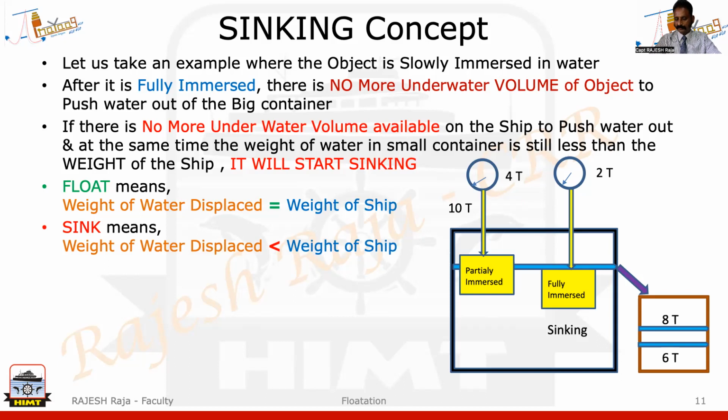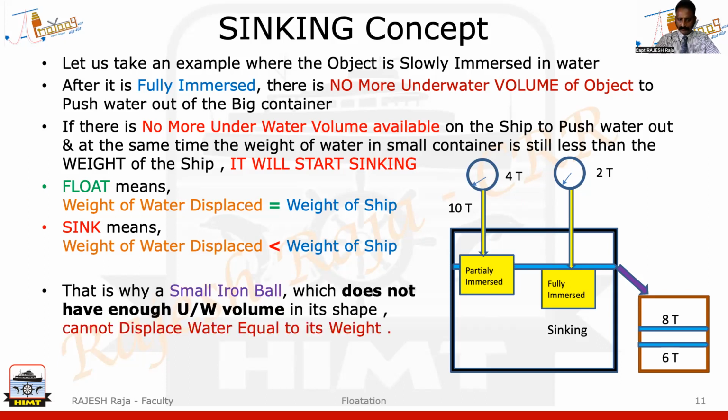Size and shape, whatever you want to call it, this can happen. So a simple example is a small iron ball. Let us say it's a small ball bearing. And all of you have done this experiment, or a stone. If you throw it, it is directly going to sink. Why? Because the shape of that iron ball did not have enough volume to push the water which was equal to its weight.